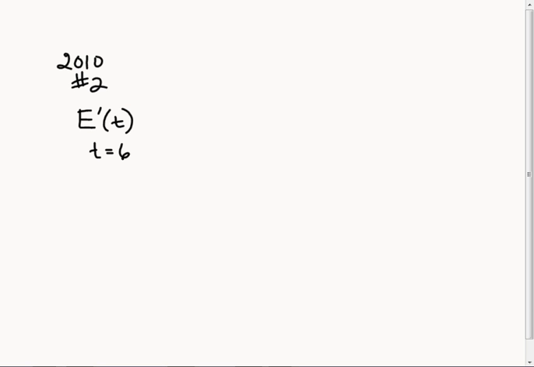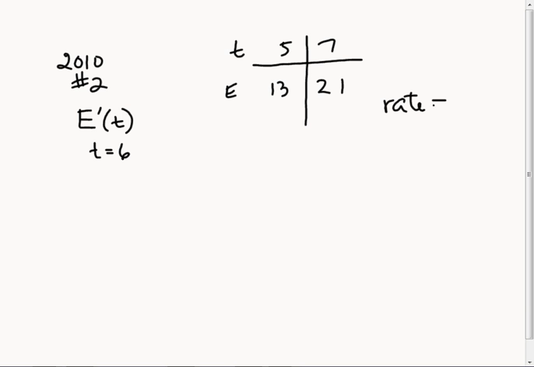Because estimate. I'll see if I can do this right. I messed up in the last class. Here's 5. Here's 7. Here's your time. Here's E. What is it asking me for? What is rate? It's the slope. It's just a derivative. It's the slope. You're just estimating.